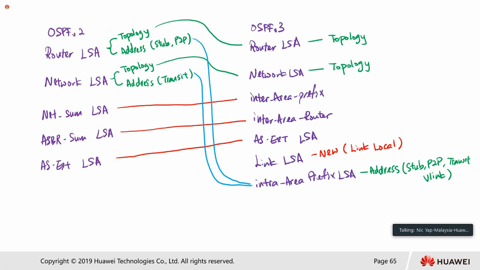Is that okay? Is this summarization of those LSAs okay, to understand the differences between OSPFv2 and OSPFv3? So what are the differences? Is that all good before I continue?